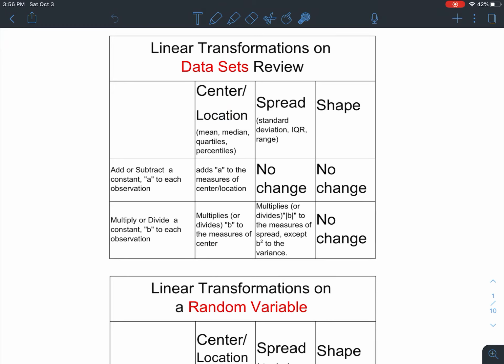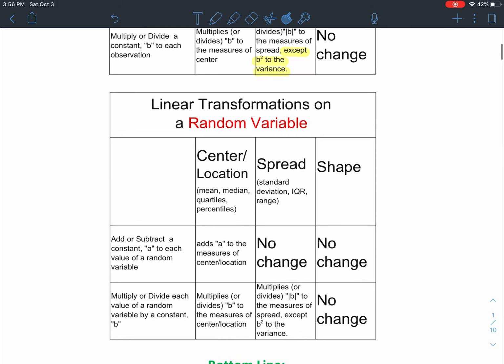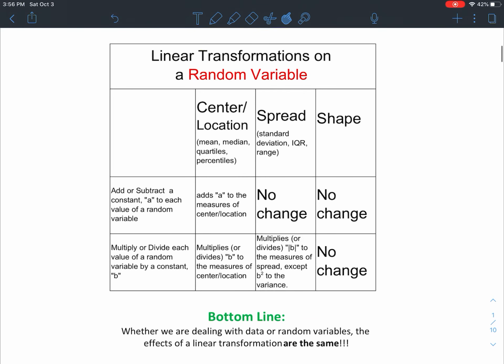If you were to multiply or divide every single piece of data in your data set by, say, a constant b, then in addition to that impacting measures of center and location by multiplying those by b, it also affected the measures of spread by multiplying those by b. The one exception, however, was the variance. The variance was affected by multiplying by b squared.